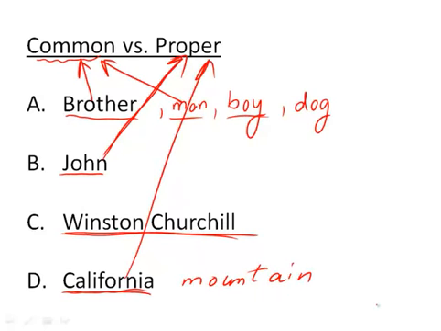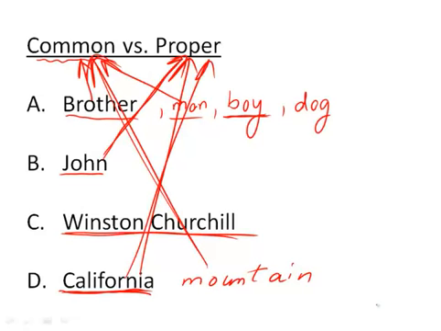Which mountain? It's general. Just like boy. Which boy? We don't know, so it is common. But if I said Mount Everest, you can go to Mount Everest just like you could go to California. I'm not saying you should try to climb it or you can even climb it, but it is there. It is proper. Mount Everest is proper, just like California. Mountain in general is common, just the way boy and dog are.